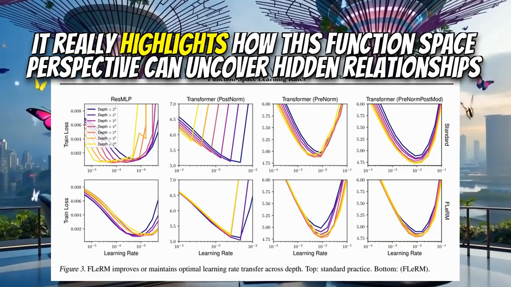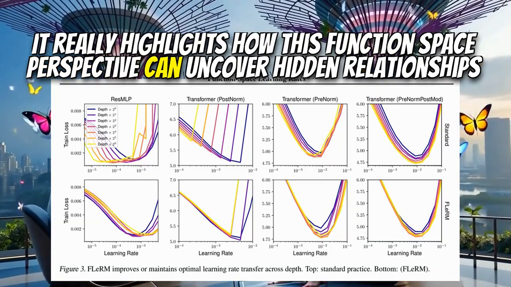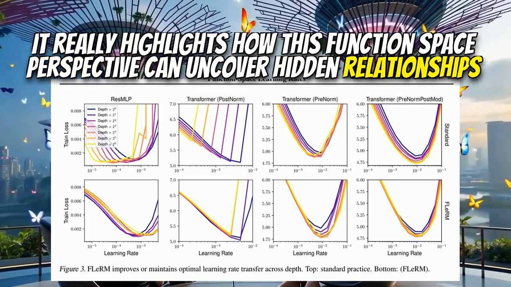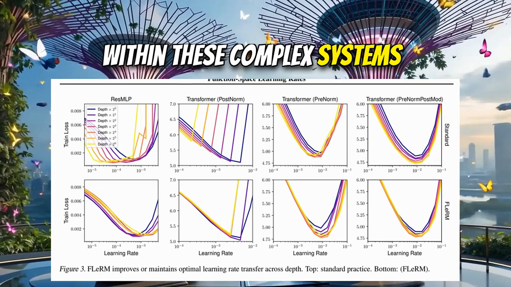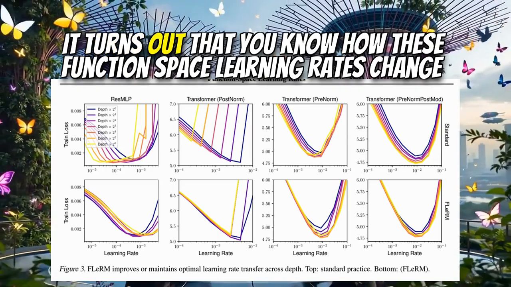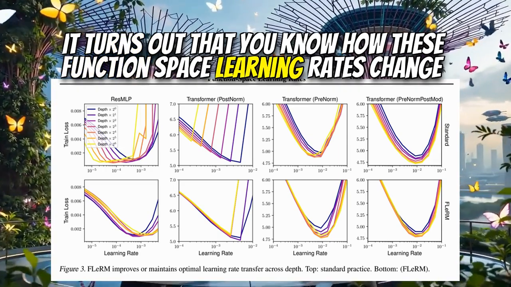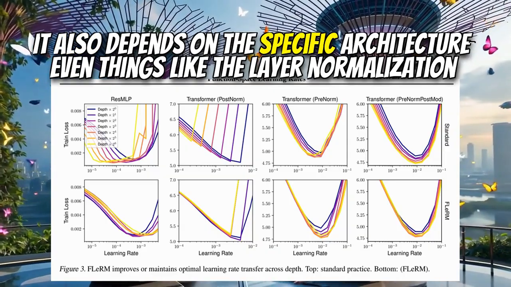Yeah. It really highlights how this function space perspective can uncover hidden relationships within these complex systems. And that's just the beginning. It turns out that how these function space learning rates change also depends on the specific architecture.